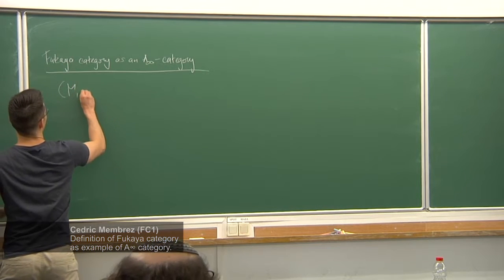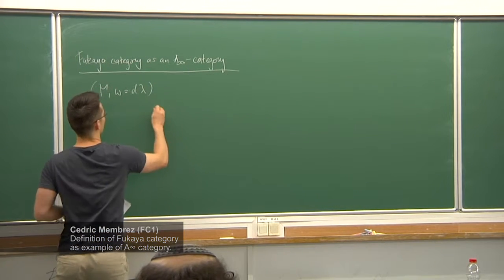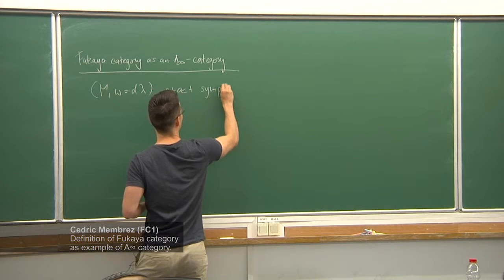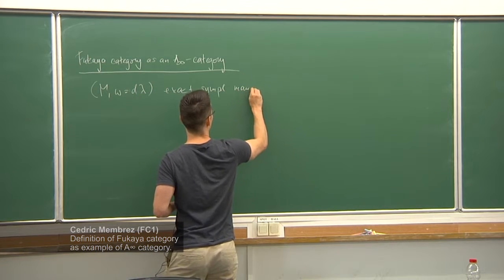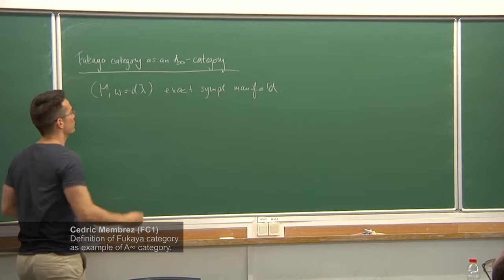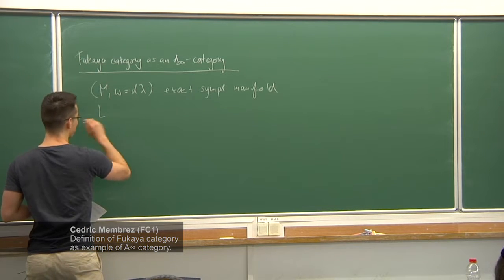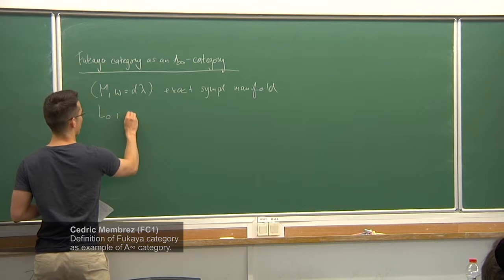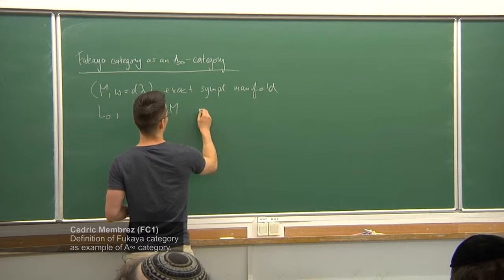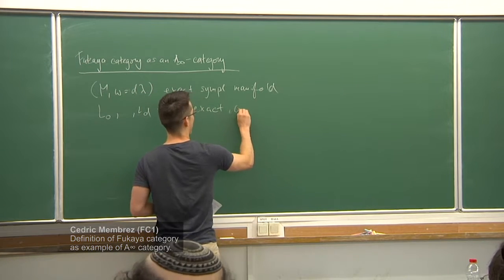Here M is an exact symplectic manifold. And in this manifold, we look at d plus 1 Lagrangian submanifolds. We label them as follows: L0 until Ld. And we want these Lagrangians to be exact and compact.